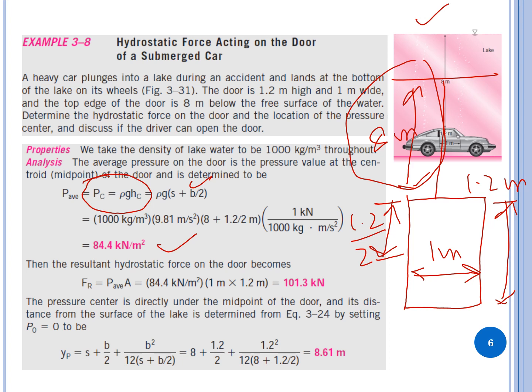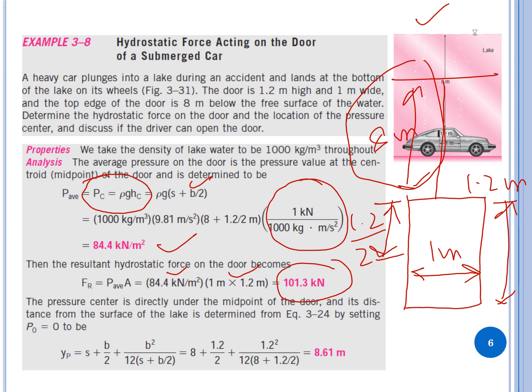Now you need to find force. Force is going to be pressure times area. We know the pressure, we have the parameters for area, and we can find the resultant hydrostatic force, 101.3 kilonewton. All this is being used for the unit conversion. So just be consistent when you are solving it by yourself, that there has to be consistency in the units. I will leave it up to you to have a look at it and understand it.